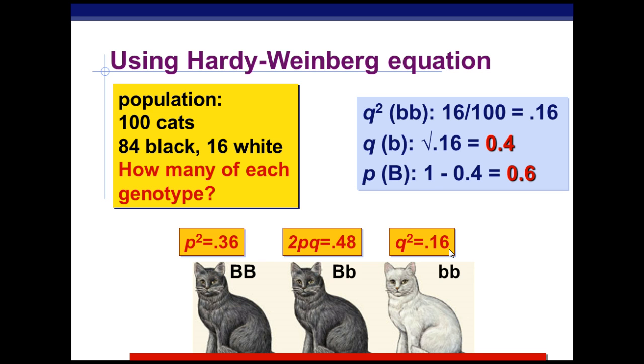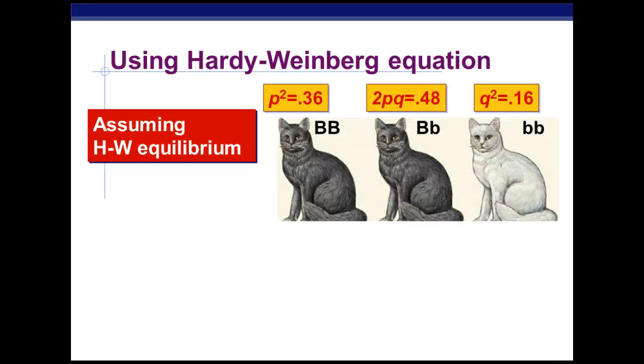Does that all make sense? So now, again, what we're going to do now is compare the next generation results. So let's do that. Now, here's our Hardy-Weinberg equilibrium generation right here. We now have those cats right here. 36% p squared, 48% 2pq, and 16% q squared.